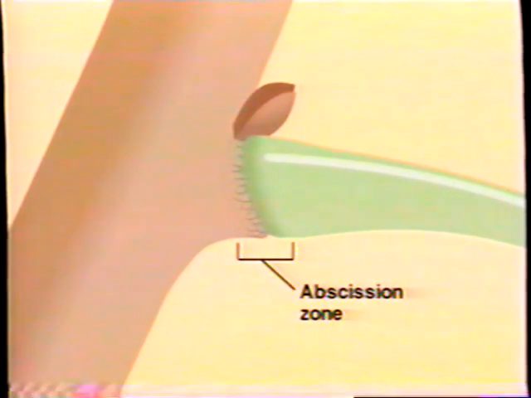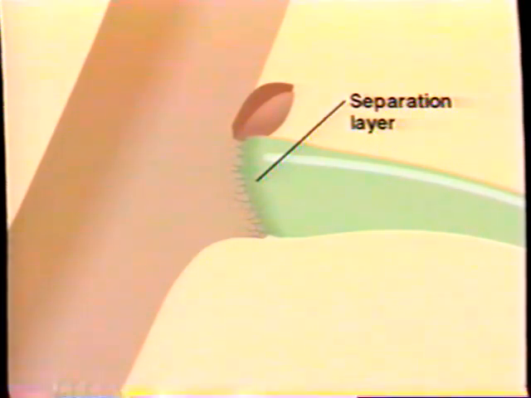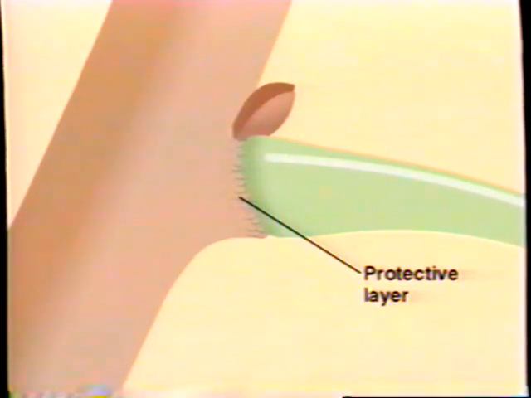This zone consists of two distinct layers. The separation layer develops on the blade side of the abscission zone. This layer is composed of relatively short cells with poorly developed cell walls that make them structurally weak. The protective layer develops on the side of the abscission layer closest to the stem. The cells of the protective layer become impregnated with a fatty substance called suberin.